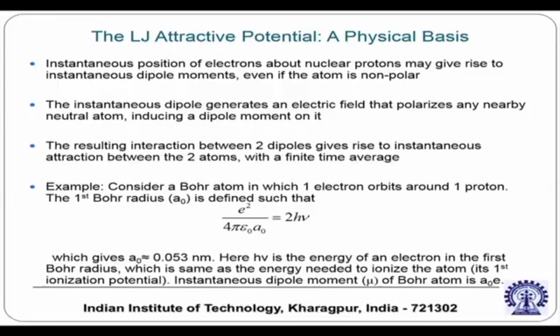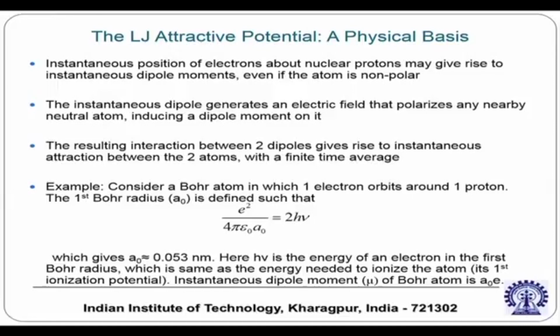Instantaneous position of electrons about nuclear protons may give rise to instantaneous dipole moments even if the atom is non-polar. We have discussed this in dipole-dipole interaction, the van der Waals interaction. The instantaneous dipole generates an electric field that polarizes any nearby neutral atom, inducing a dipole moment on it. The resulting interaction between two dipoles gives rise to instantaneous attraction between two atoms with a finite time average.